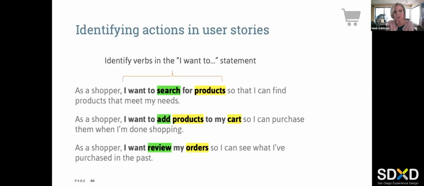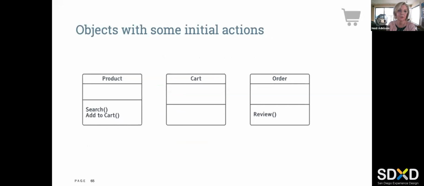So if we go back to our e-commerce user stories, we can again focus in on the I want to statements, but this time we're looking for the verbs. So our first I want to statement, I want to search for products. We can highlight search as the verb in that statement. And you can see I've identified the other verbs in these other user stories. And so here are our e-commerce objects with some initial actions in them.